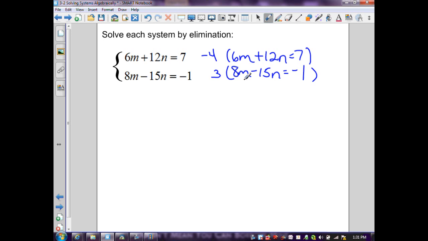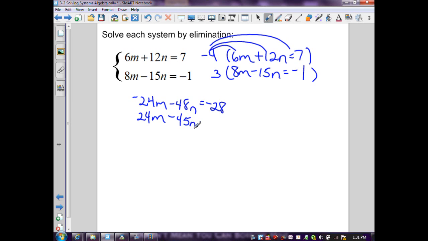So let's distribute both numbers all the way through. For the top, a negative 4 times 6 is a negative 24m. A negative 4 times 12 is going to give me a negative 48n. And a negative 4 times 7 is going to equal a negative 28. For the bottom equation, 3 times 8 is 24m. 3 times a negative 15 is a negative 45n. And 3 times a negative 1 is going to equal a negative 3.